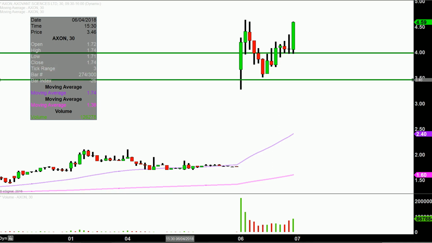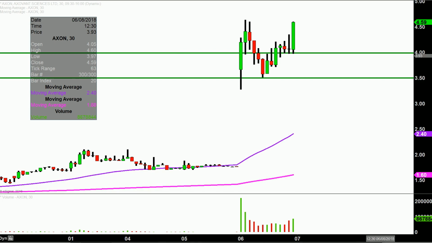Next level of support after that would be down there at the $3.50 mark. So 4 and then 3.50, two of the near-term levels of support.